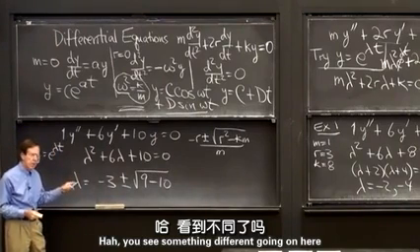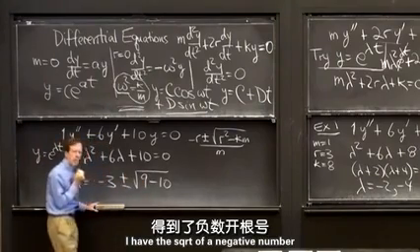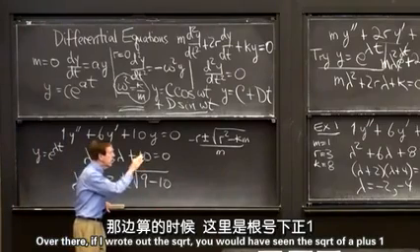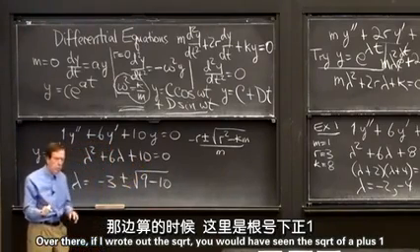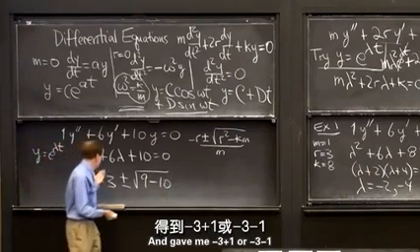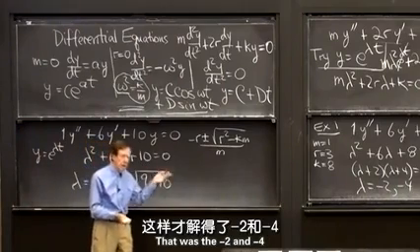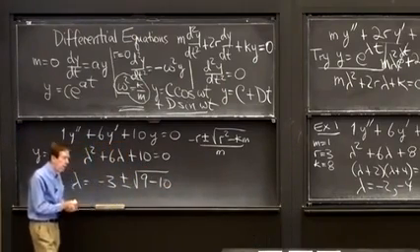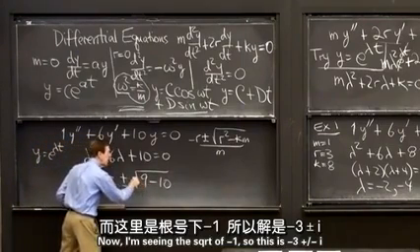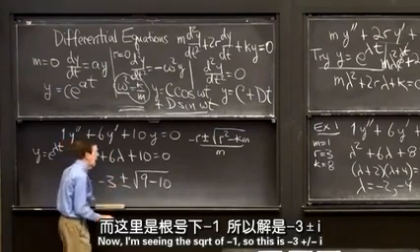You see something different going on here. I have the square root of a negative number. Over there, if I wrote out that square root, you would have seen a square root of plus 1. That gave me minus 3 plus 1 or minus 3 minus 1. That was the minus 2 and minus 4. Now I'm different. Now I'm seeing a square root of minus 1. So this is minus 3 plus or minus i.